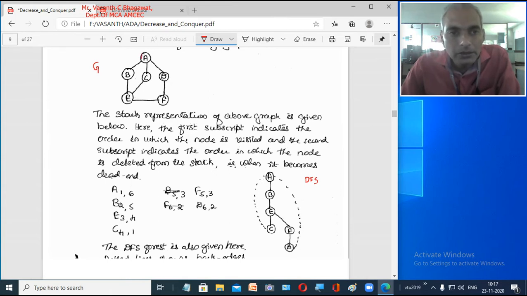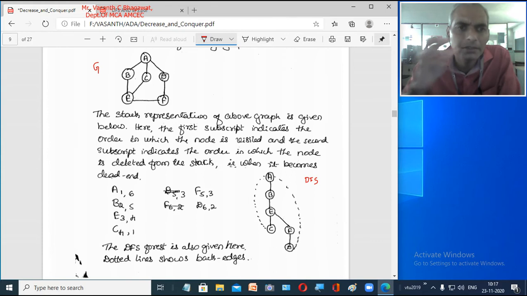So A is our starting vertex, because the algorithm procedure says that you can start with any arbitrary vertex. Now we will start with node A. We will consider node A as our starting vertex, right? Here we are going to use two subscripts.